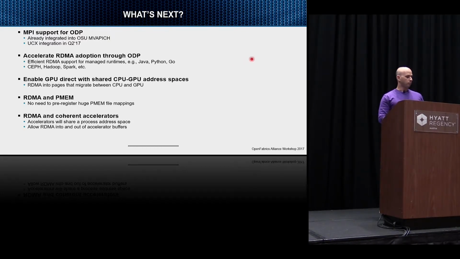Okay, so what's coming up in demand paging? First of all, in terms of MPI support, it's already integrated into OSCO and VAPIC. In the upcoming UCX release, it's going to be supported inside UCX. In terms of upcoming applications, we want to increase the adoption of RDMA through the use of demand paging.